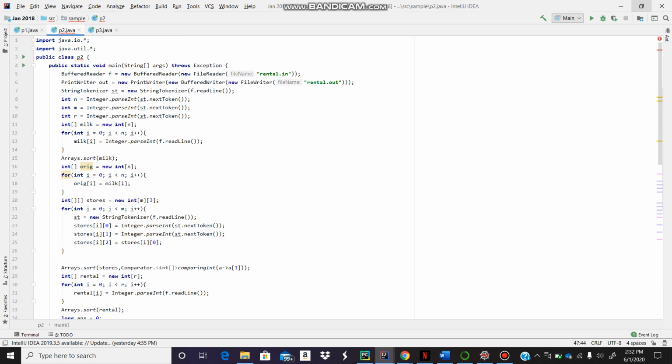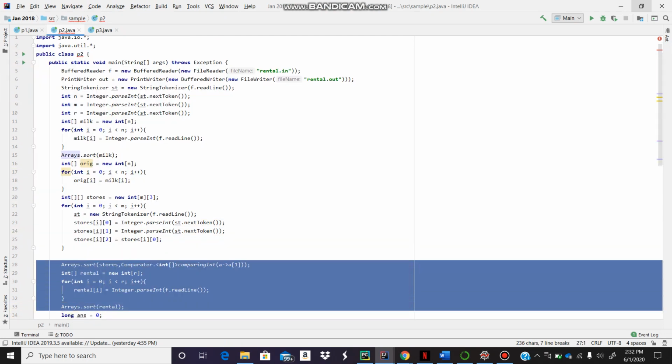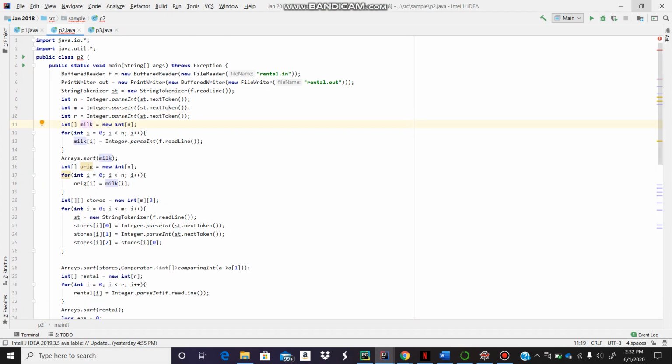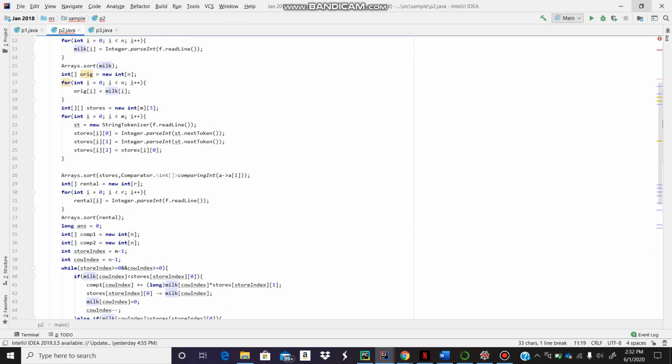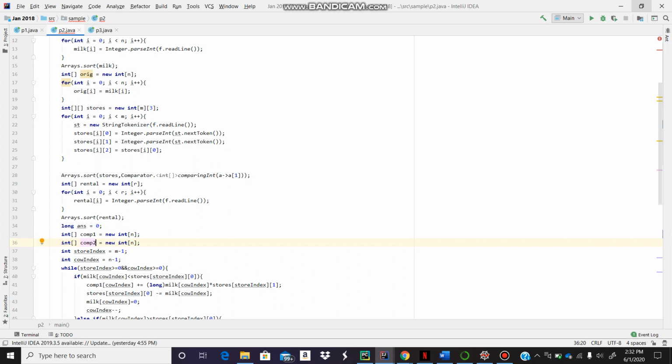So a bunch of inputs till this point, and remember, we have to sort our arrays, just so that our process gets easier. And then we will have our answer. And remember, they said you have to have it in long, because otherwise it's going to do the integer overflow. Integer overflow is not good.